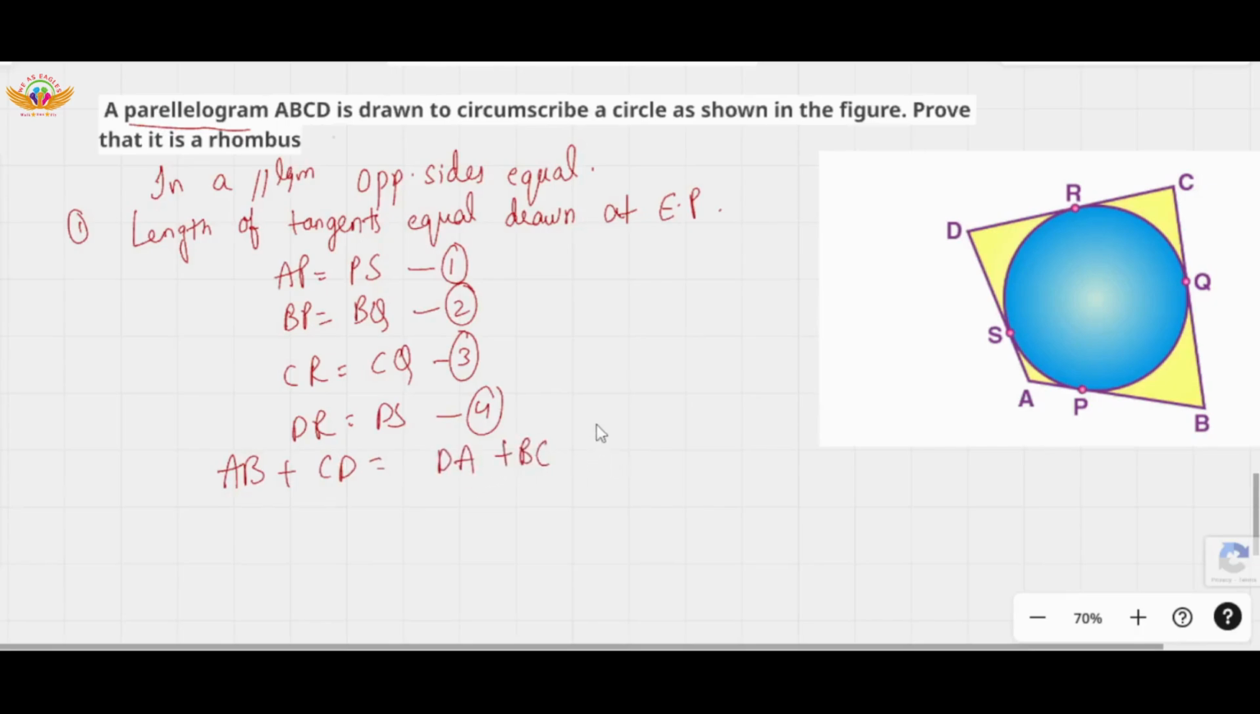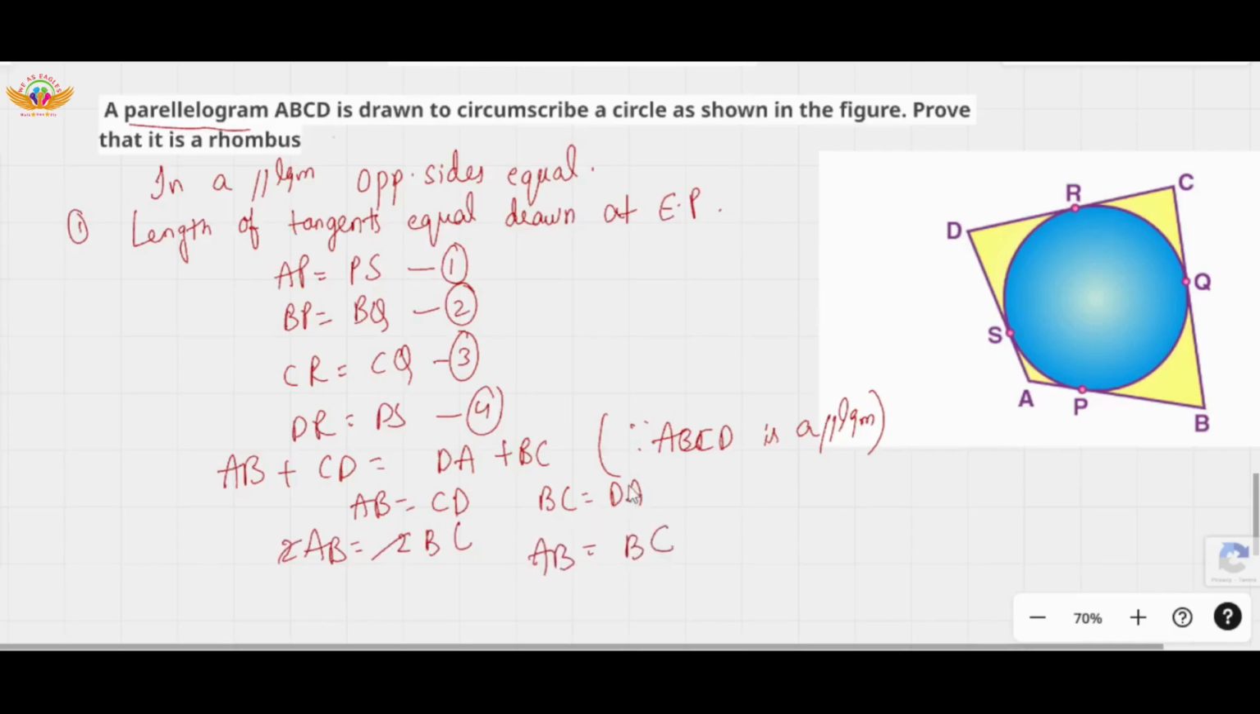After getting this, now you have to say that since ABCD is a parallelogram, the opposite sides are equal. So AB will be equal to CD and BC will be equal to DA. So just substitute the same terms. AB plus AB will become 2AB and BC plus BC becomes 2BC. So AB equals BC. Hence the adjacent sides of parallelogram ABCD are equal. Hence ABCD is a rhombus. You can write like this.